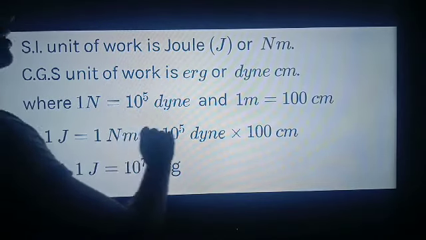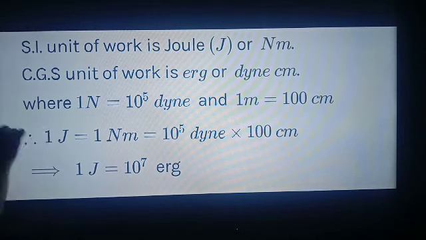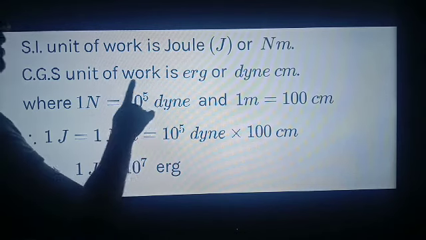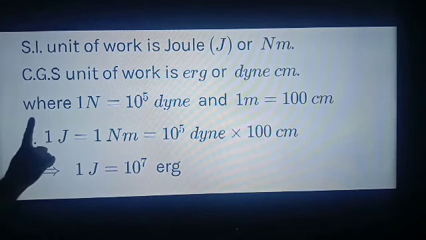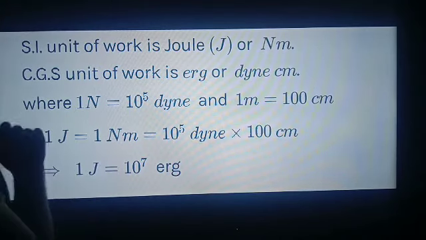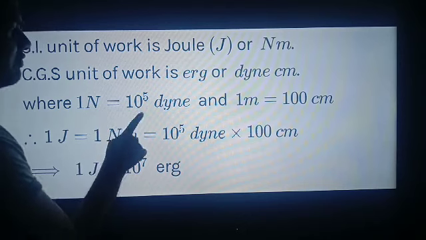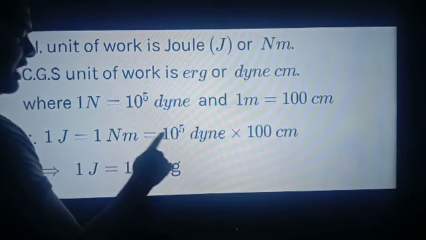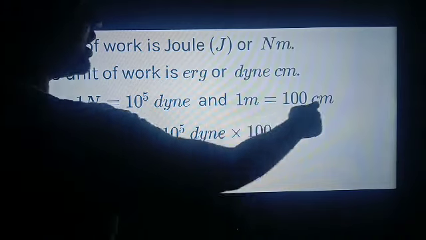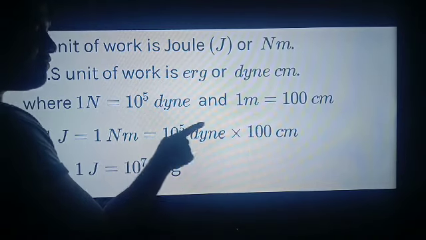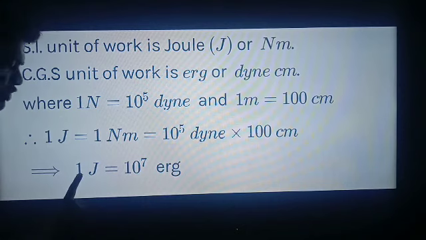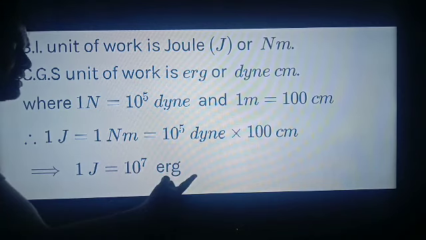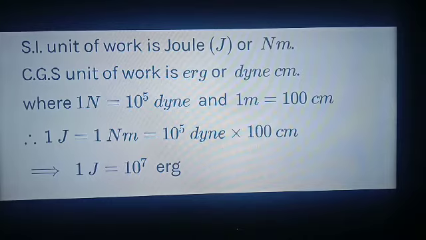CGS unit of work is erg, that is dyne centimeter. Where 1 Newton is equal to 10 raised to power 5 dyne, and 1 meter is equal to 100 centimeter. So 1 joule is equal to 1 Newton meter. So instead of 1 Newton we can put 10 raised to power 5 dyne, and instead of 1 meter we can put 100 centimeter. 10 raised to power 5 and 10 raised to power 2 will be equal to 10 raised to power 7 erg. So 1 joule is equal to 10 raised to power 7 erg. Learn this, it is important.